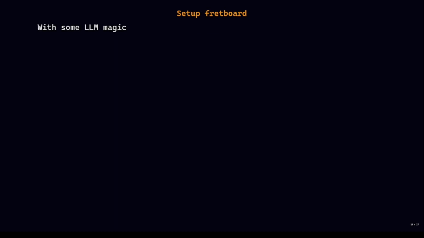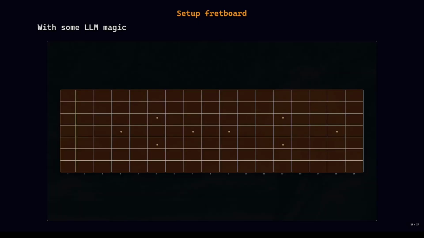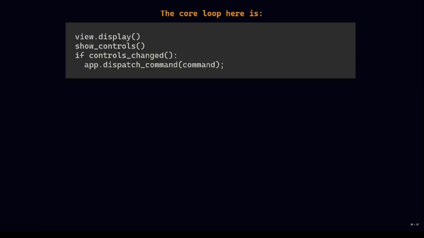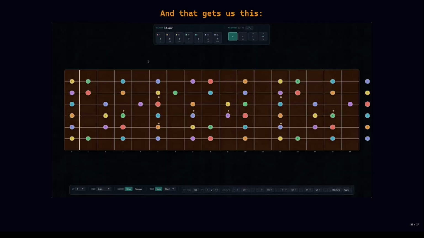And then we just, using some LLM magic, build a basic fretboard. I'm not super sure if I'm going to post the code for this, but if I do, then this will be visible as just a bunch of boilerplate code. And then we use egui to add a lot of selectable components. The basic flow of how this works is you show components, you show controls, and then when a control changes, you dispatch a command to the app, and then you repeat this loop. And then that gets us to the final app.